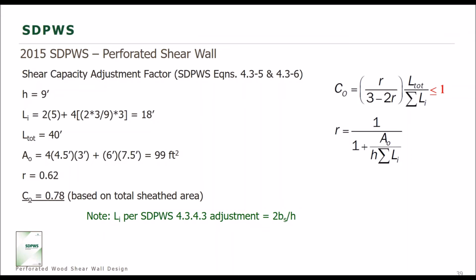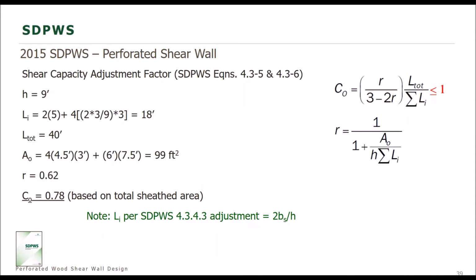And when we do that, we use this value A sub O, which is the actual area of the openings. We have our other values. H is just the wall height. L sub I is, again, that effective full height sheathing length that we've calculated, and then total wall length as well. And then you can see the R value here. This R is calculated using equation 4.3-6, which is displayed here on the right. And we get a C sub O of 0.78.